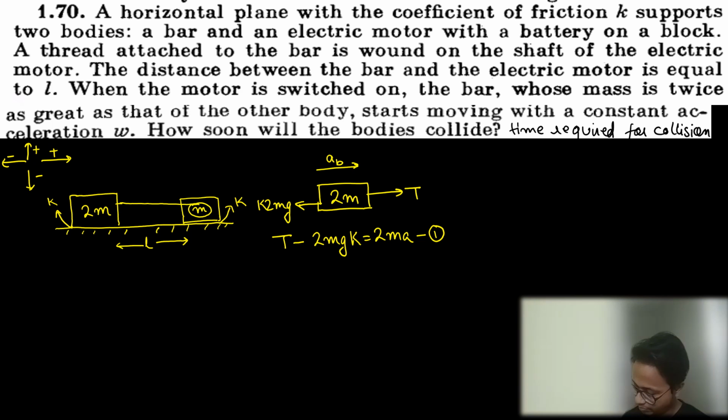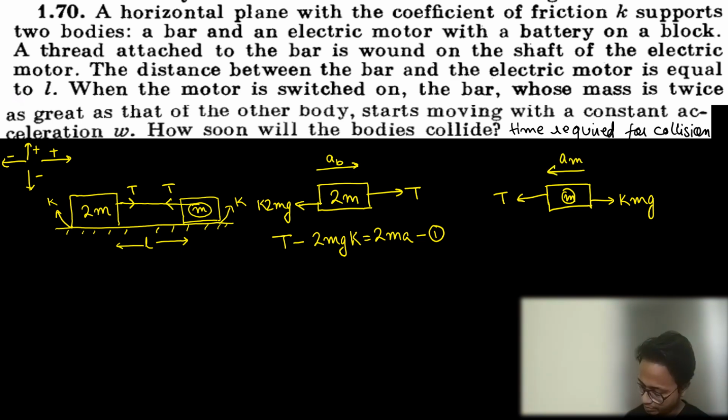Now let's draw the free body diagram of the motor. Motor has a mass m. The tension is pulling it this side. Okay, because the rope is the same, the tension in the rope will be the same. So out here it is T, which is moving away from the body, and this is T, moving away from the body. Tension force always moves away from the body. Okay, and the opposing force is the friction force, which is equal to k into mg. And the motor is moving in this direction with acceleration of motor.